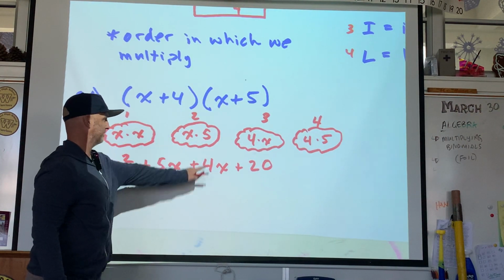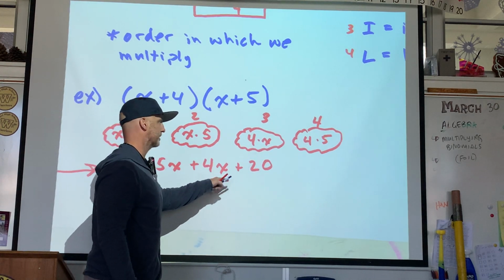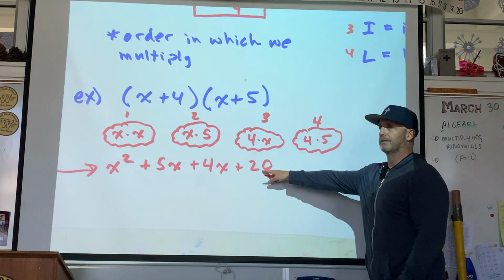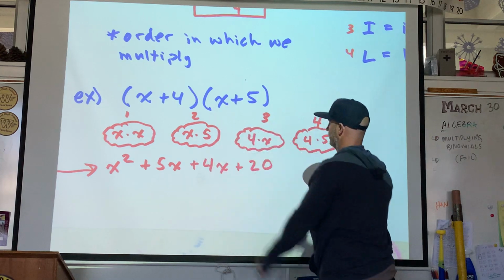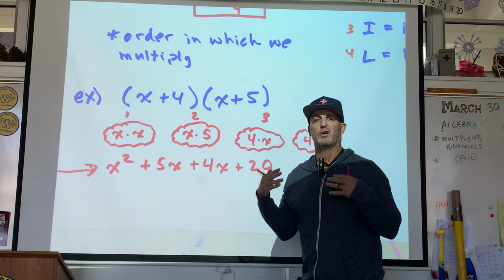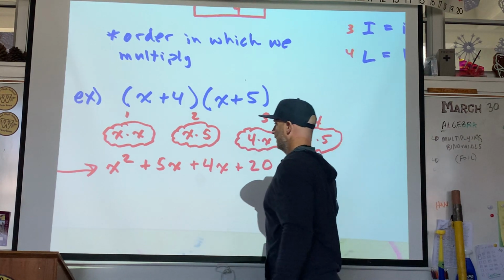If this were negative, it'd be a negative 5x. If that 4 was negative, it'd be a negative 4x. And if one of these was positive and one was negative, it would be a negative 20. Or if they were both negative, negative 4, negative 5, then it would be a positive 20 as well. So sign rules come into effect for all this stuff. All the stuff that we learned before, it applies now, all right?